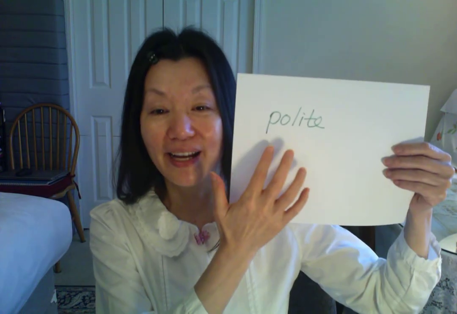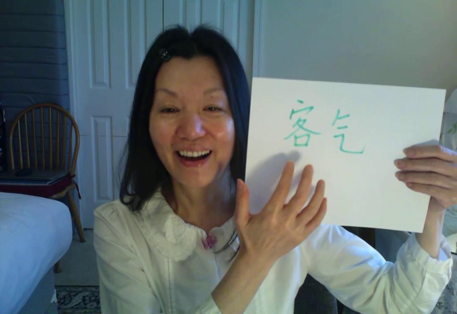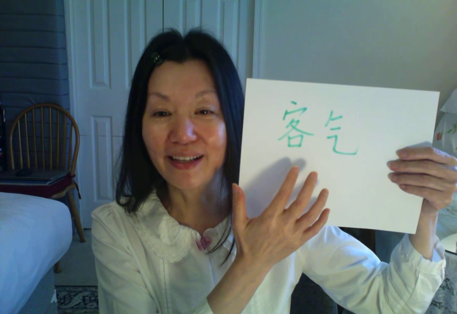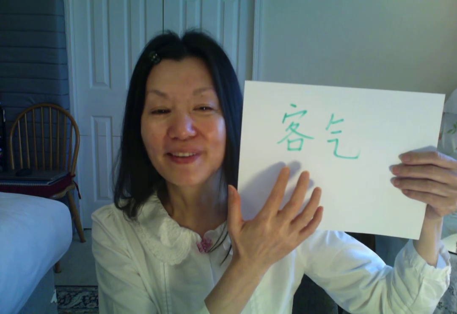别. Do not. Don't. Polite in Chinese here. 客气. Sometimes maybe you say 别客气. Don't polite. You're welcome. 别 is do not, don't, right? 别客气. You're welcome. 客气. Polite. Nice one.